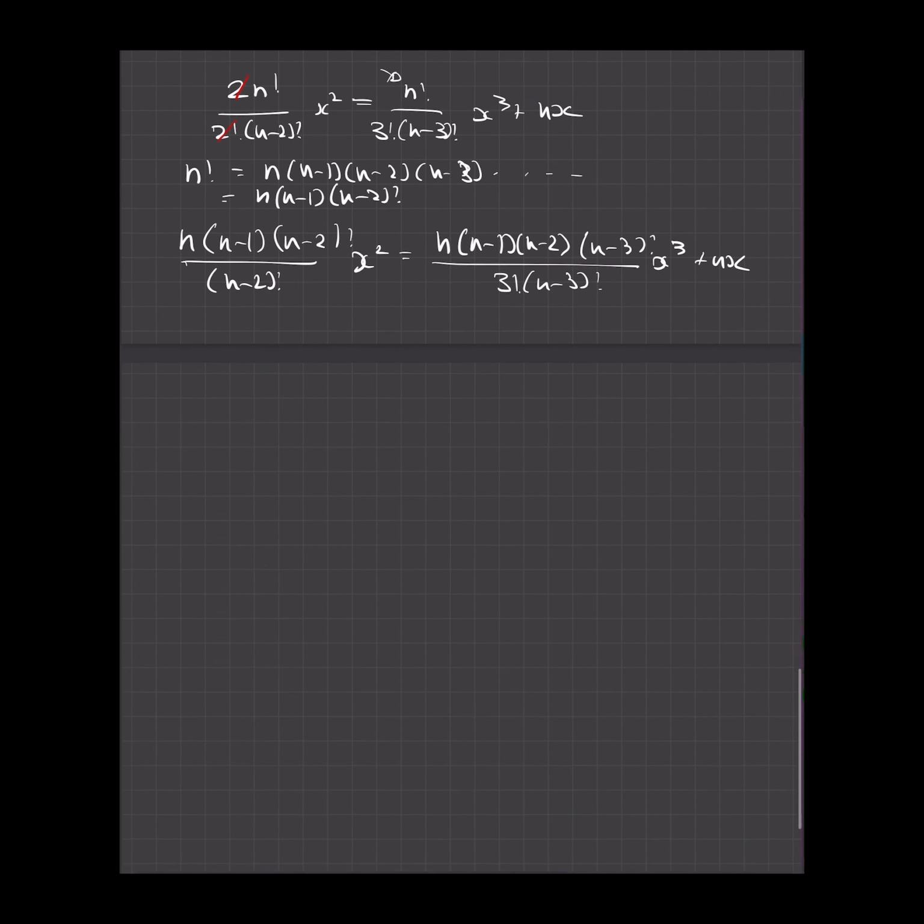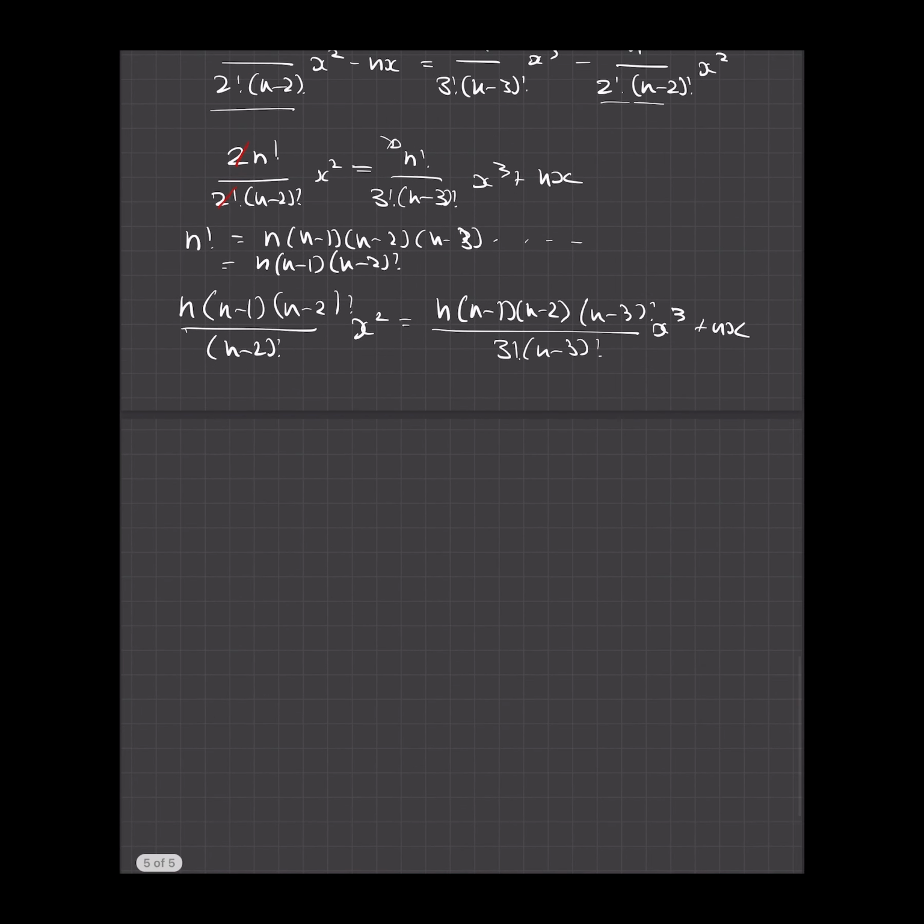Gonna have to go to the next page here. So you'll notice that we can cancel out these factorials because they're both in the numerator and the denominator. That means that we're going to get n(n-1)x² = n(n-1)(n-2)x³ + nx, over 3 factorial, which is 6. So let's multiply everything by 6.